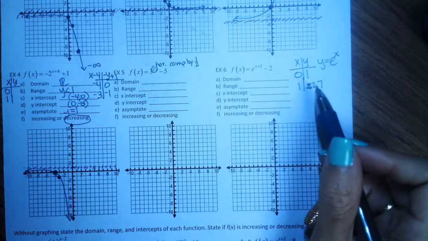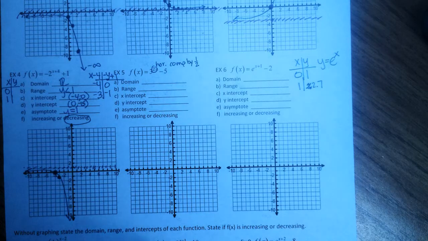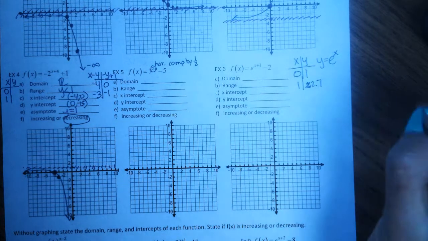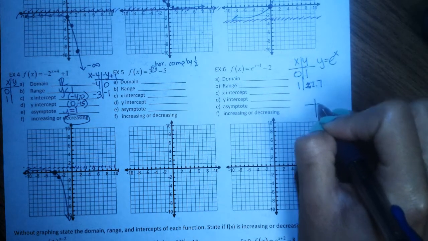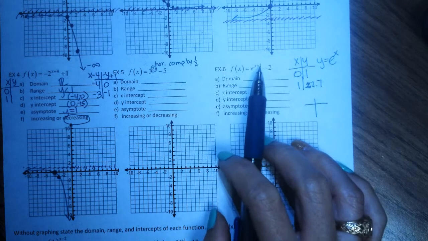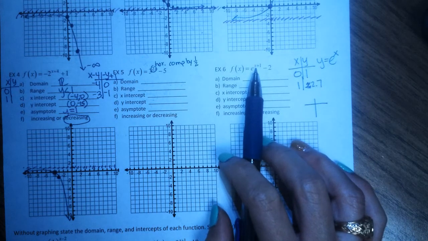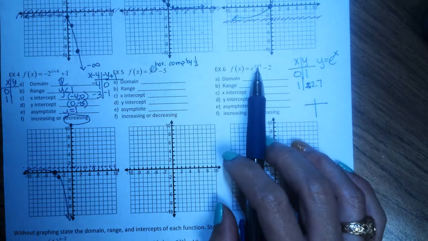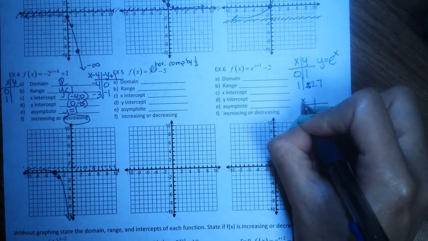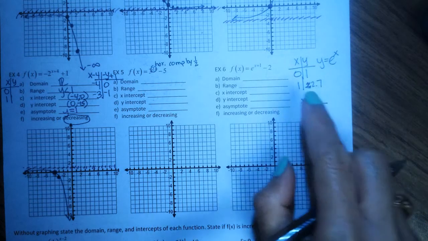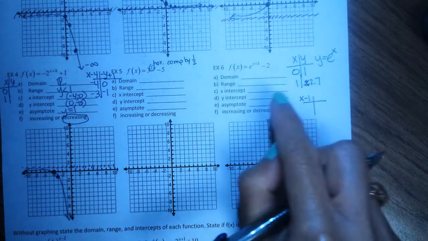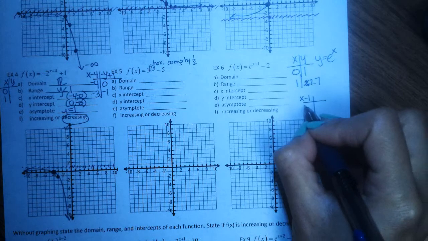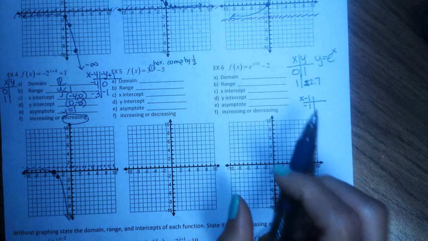So those are the parent points. Now what we're going to do is apply some transformations to them. The horizontal transformation should be to the left 1, because although it says x plus 1, that is to the left 1. So we're going to do x minus 1 here. Let's take these x values and subtract 1. 0 minus 1, negative 1. 1 minus 1, 0.